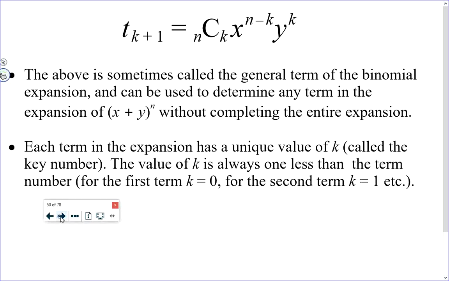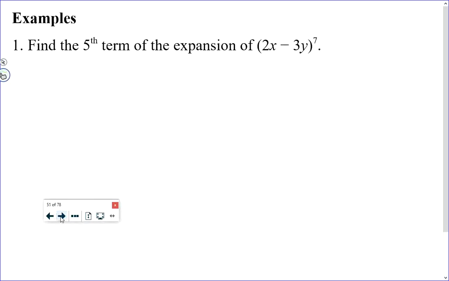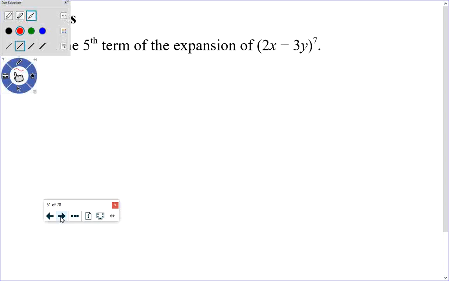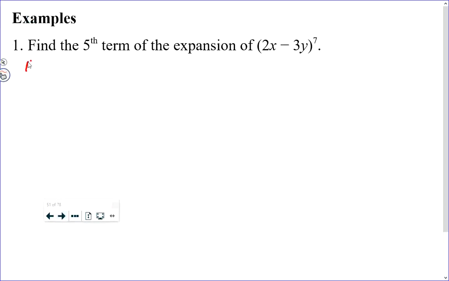More on that in a second. Let's take a look at the first example. What is the 5th term of this expansion? Well, let's write down what we know before I start talking about the 5th term. We know that x is not actually x here, it's 2x. And y is not actually y, it happens to be negative 3y. And hopefully you remember that you should put negatives in brackets. And n is equal to 7.